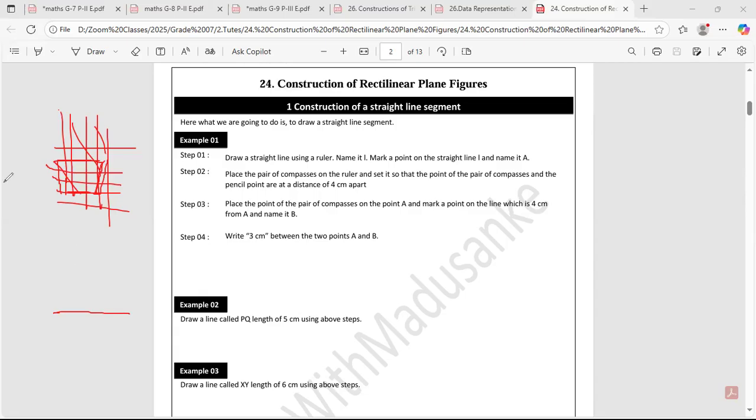In this lesson, we are not going to just draw, but we are going to construct, step by step. We are going to do the construction: how to draw a straight line, how to draw a triangle, and so on. So our first subtitle is construction of a straight line segment.